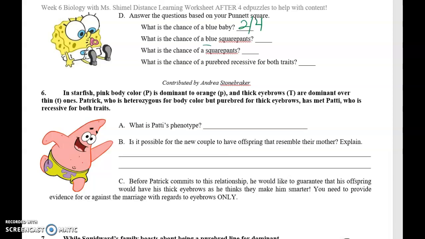What is the chance of being both blue and square pants? This one is only 1 out of 4, 25%. What is the chance of square pants? Again, 2 out of 4, 50%.